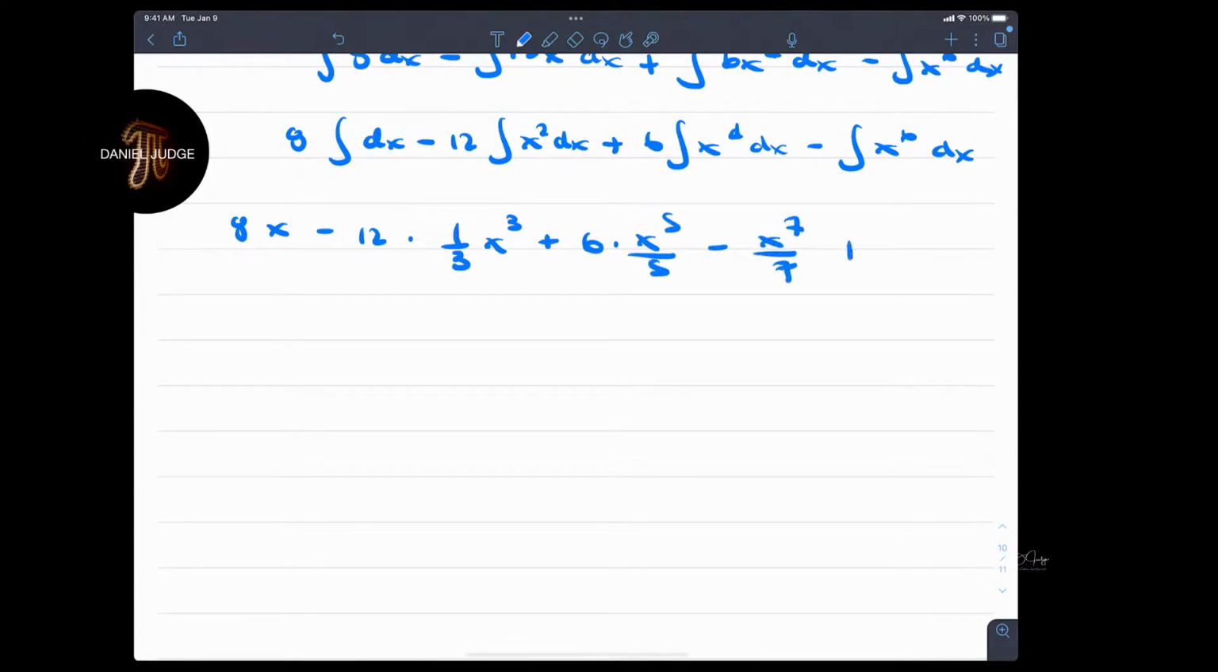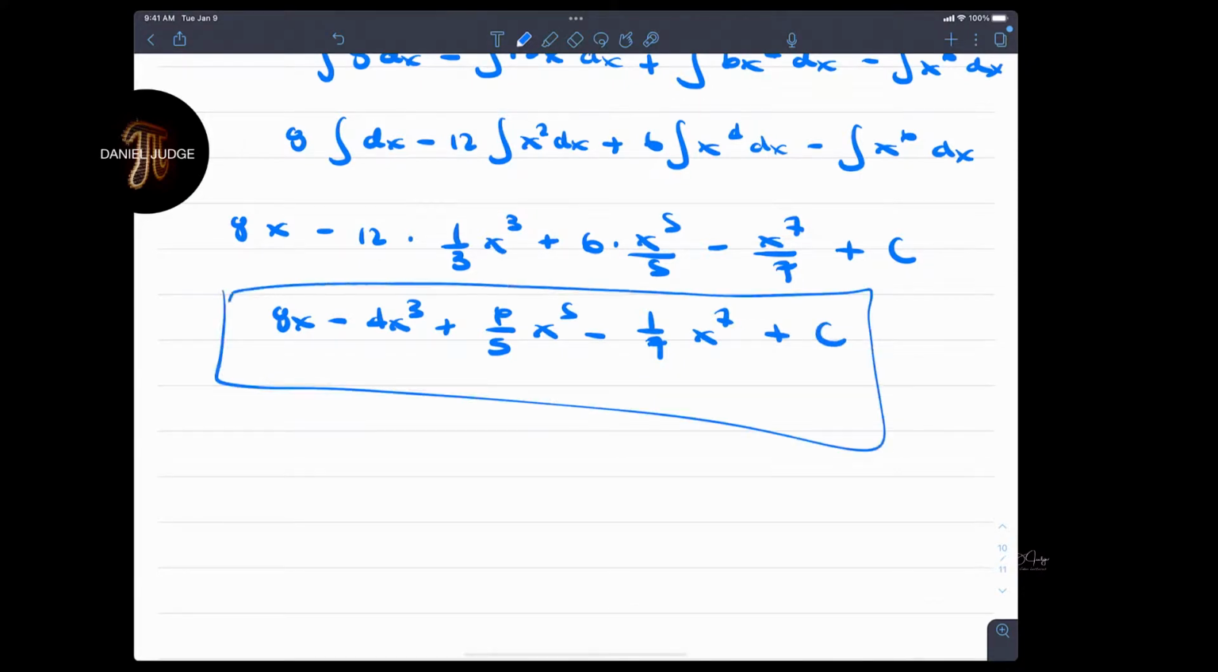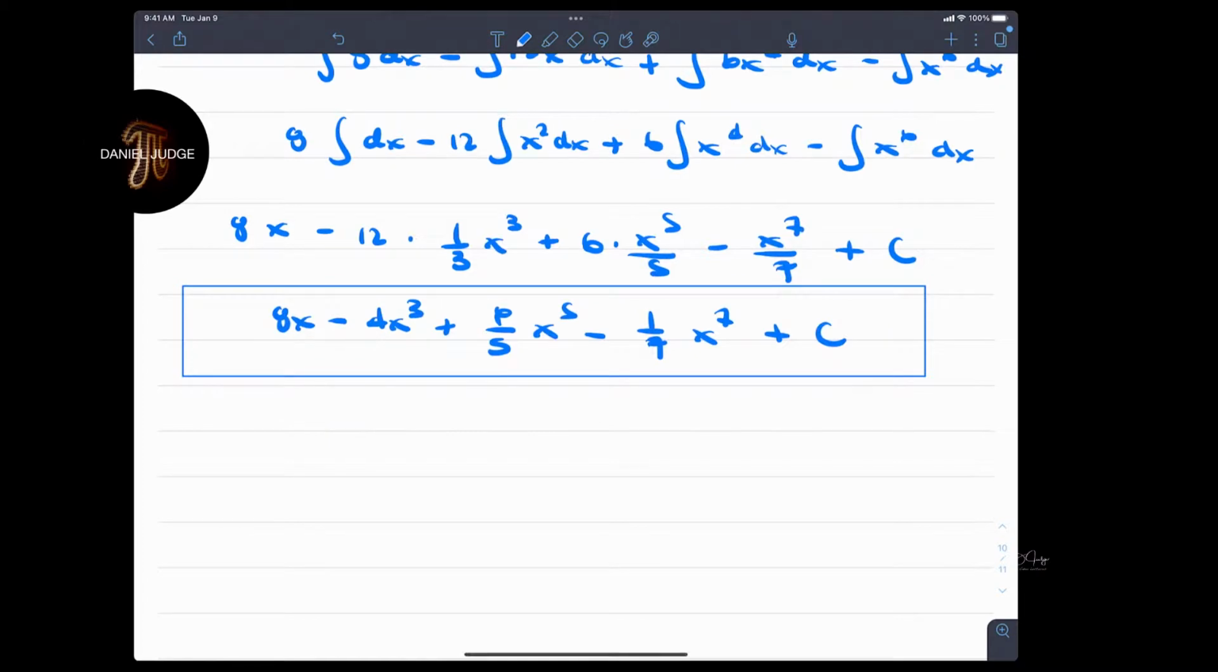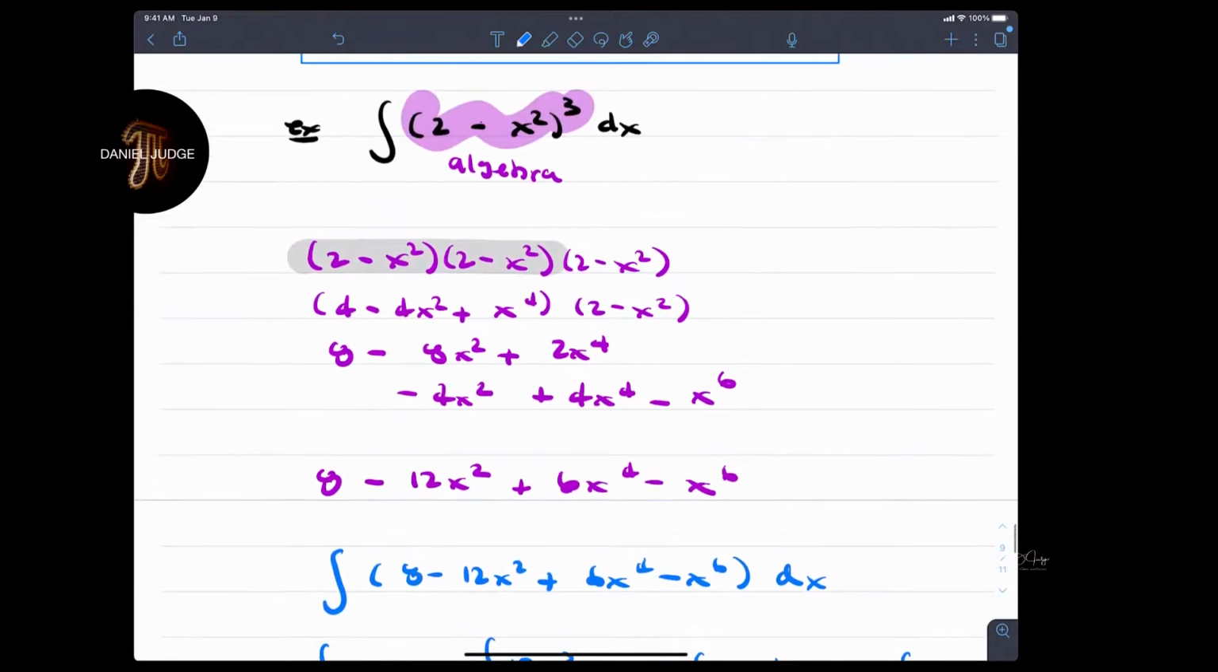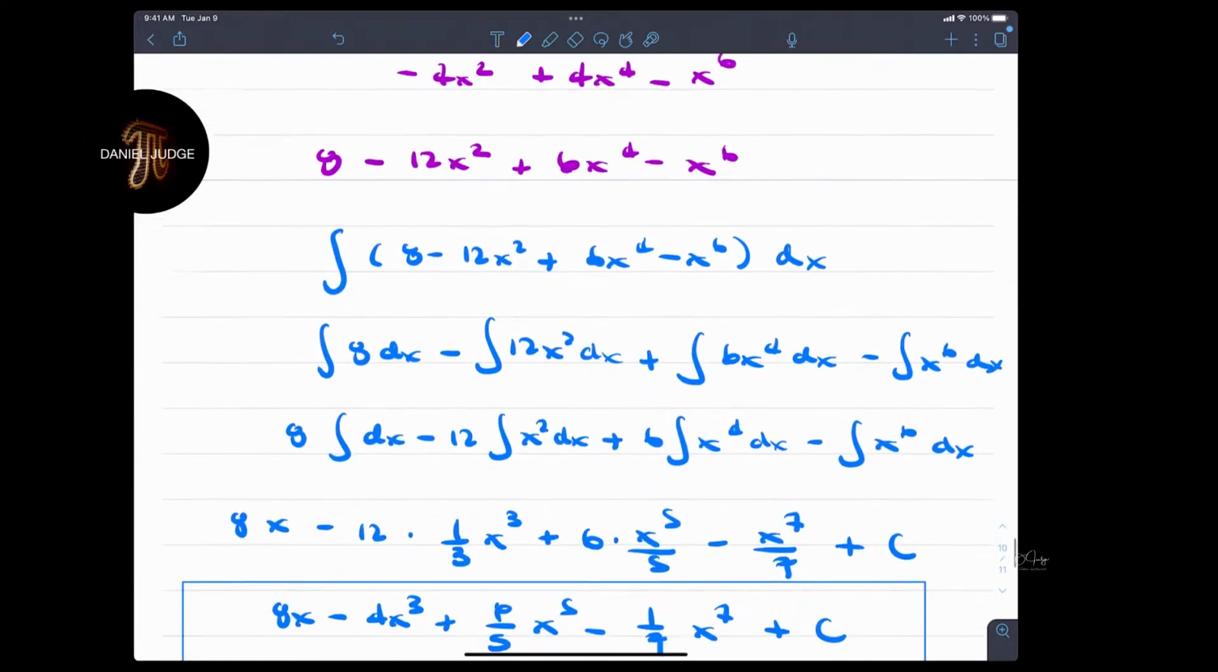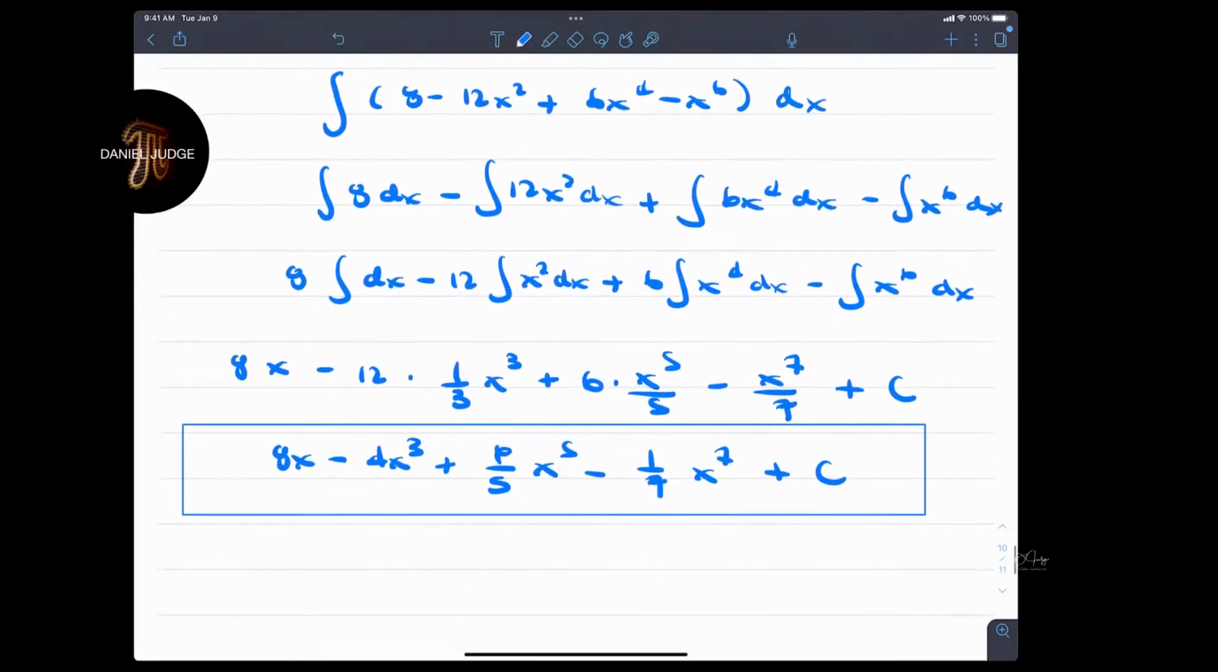And you could do it this way. I apologize. Here we go. 8x minus 4x cubed plus 6/5 x to the 5th minus 1/7 x to the 7th plus that c. And there you go. So this one did have some algebra. You had to cube everything. And there you go.